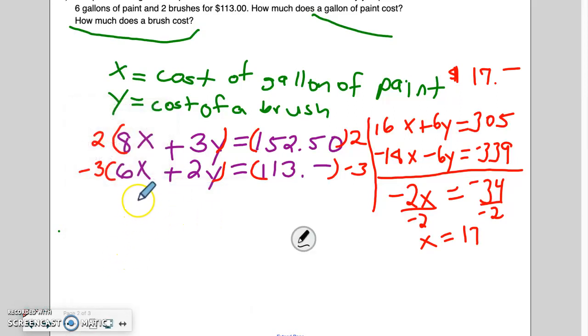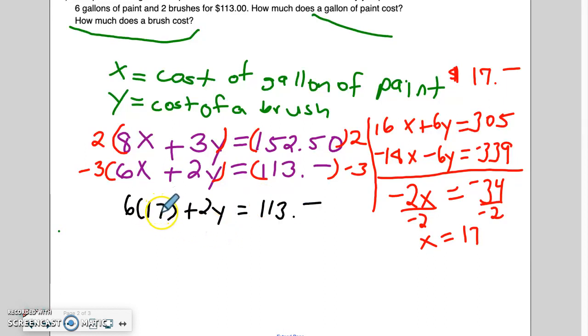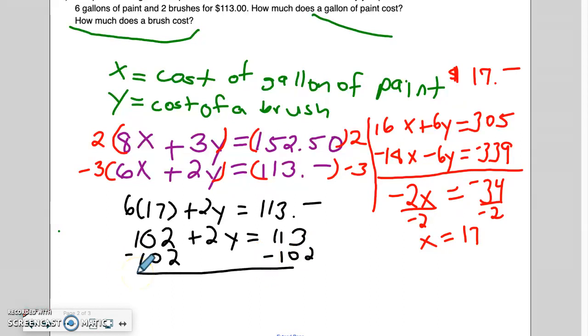All right, so then I'm going to go back to the original equation. I'm going to put it in the bottom equation. 6 times 17 plus 2y equals 113. Okay. 6 times 17 is 102. Plus 2y equals 113. Subtract 102 from both sides. And you're going to get 2y equals 11.